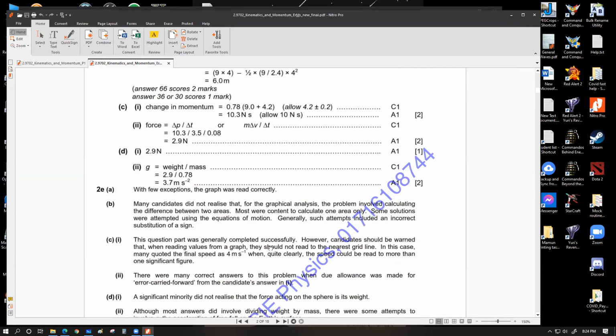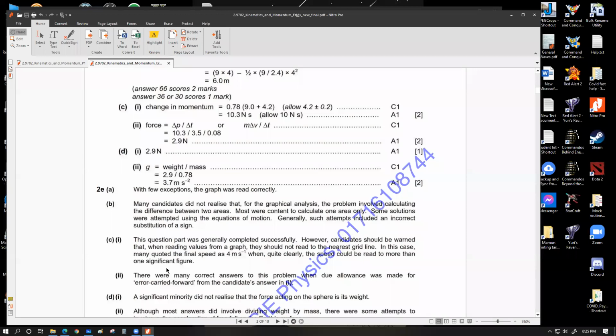The question part was generally completed successfully. However, candidates should be warned that when they're reading values from the graph, they should not read the nearest grid line. In this case, many quoted the final speed as 4 meters per second, when quite clearly the speed could be read to be more than one significant figure.